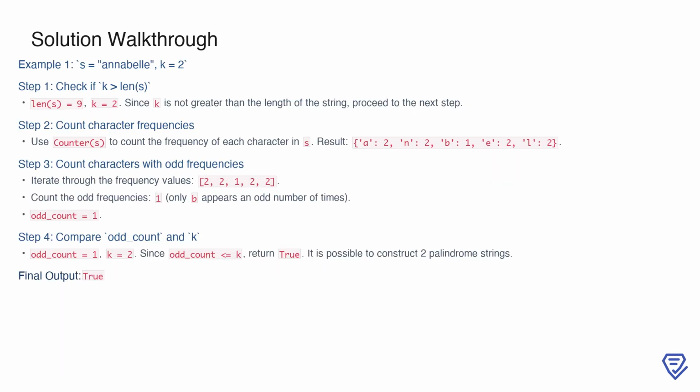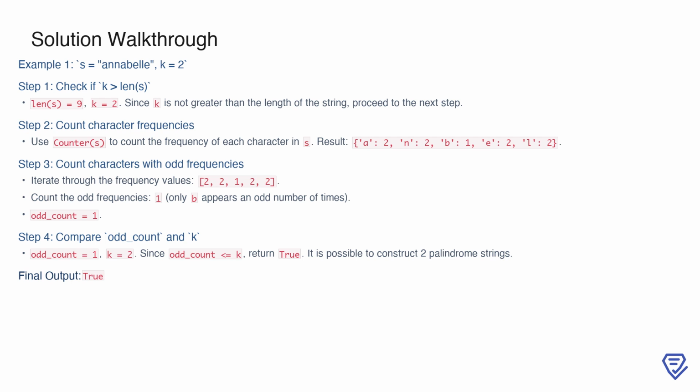To solve this problem, we start with the string S equals "Annabelle" and need to determine if it's possible to construct two palindrome strings. The first step is to check whether k, the number of palindromes we want to construct, is greater than the length of the string. Here, the length of S is 9, and k is 2. Since k is not greater than the length of the string, we move forward. Next, we count the frequency of each character in the string using the Counter function. This gives us the result: a 2, n 2, b 1, e 2, l 2.